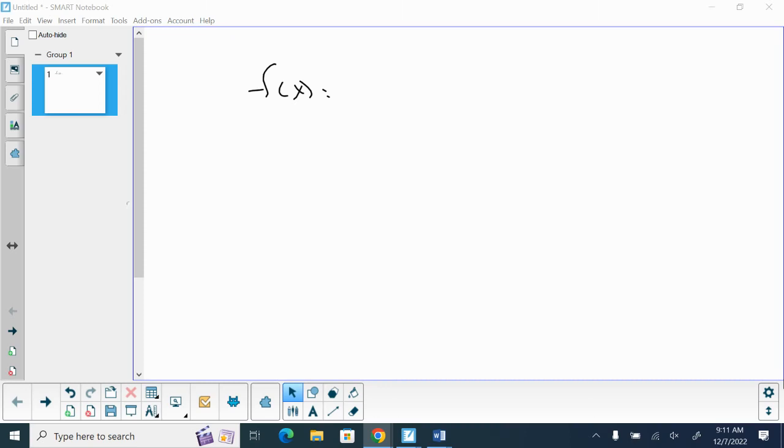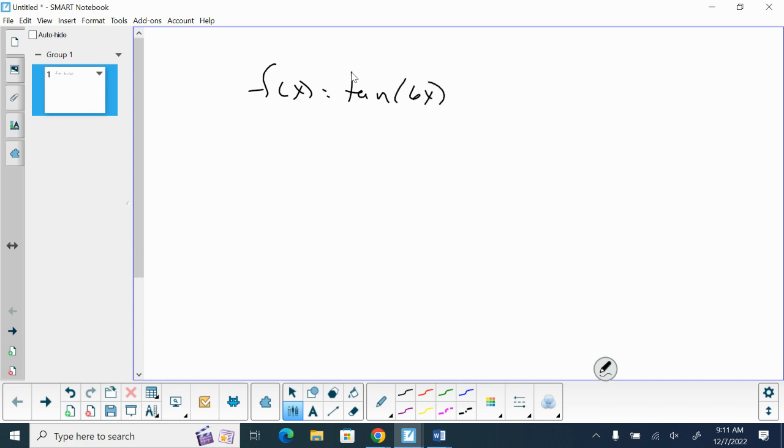All right, problem number 7. Determine the equation of the tangent line, normal line. Once again, I just did the tangent line, but we can look at normal also. We have a function f of x is equal to the tangent of 6x, and we're looking at the value at x equals pi over 6.